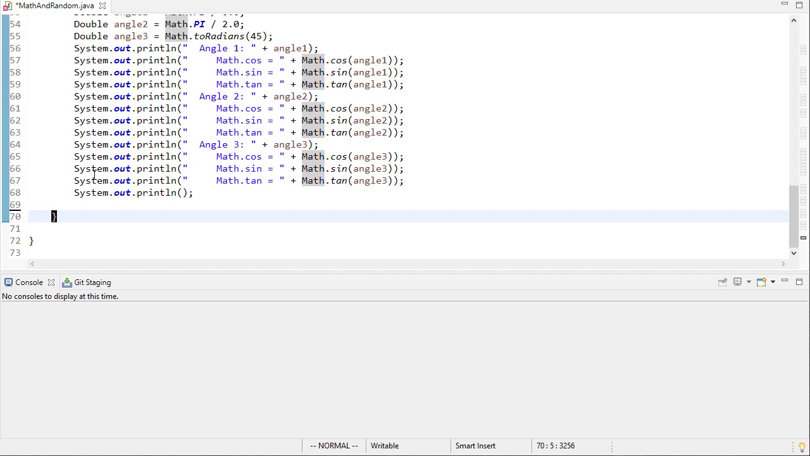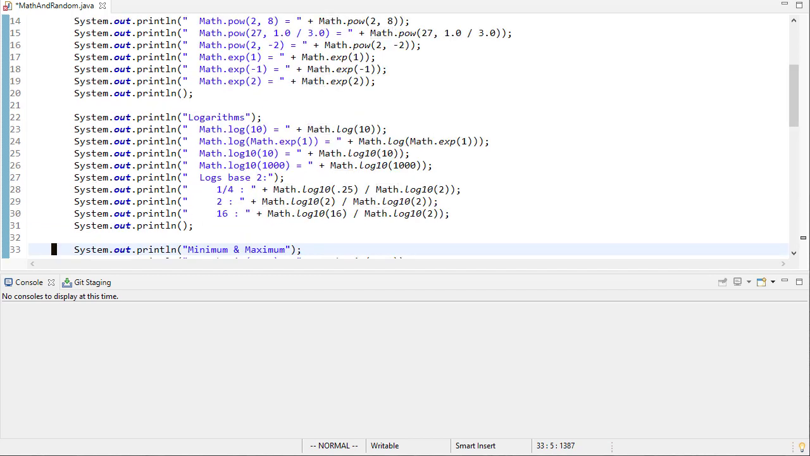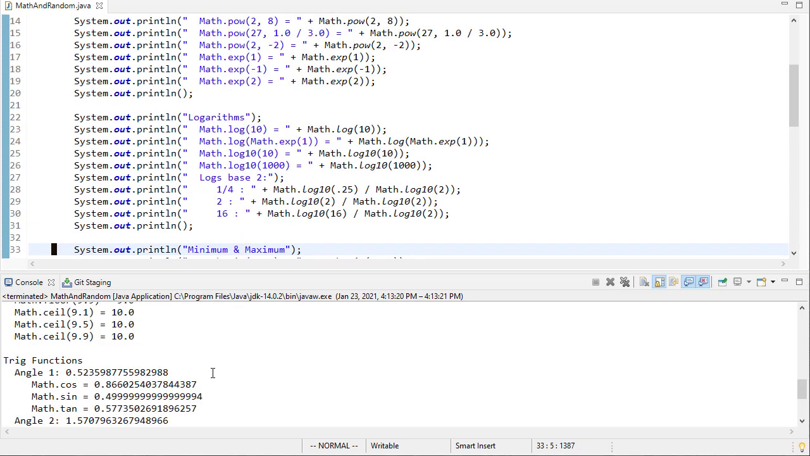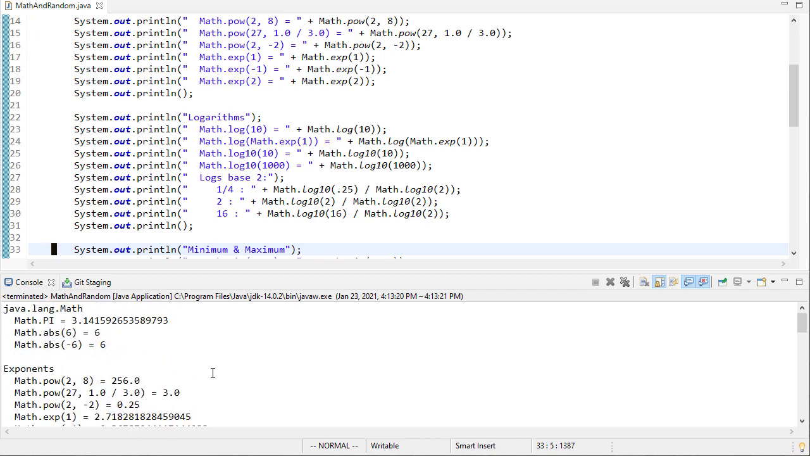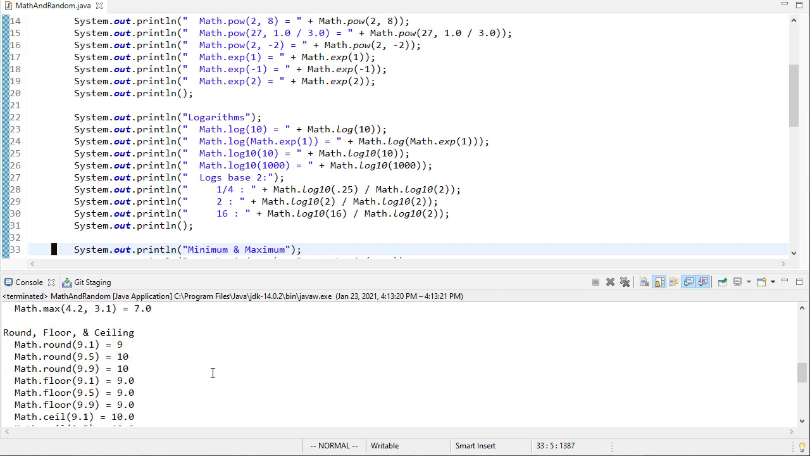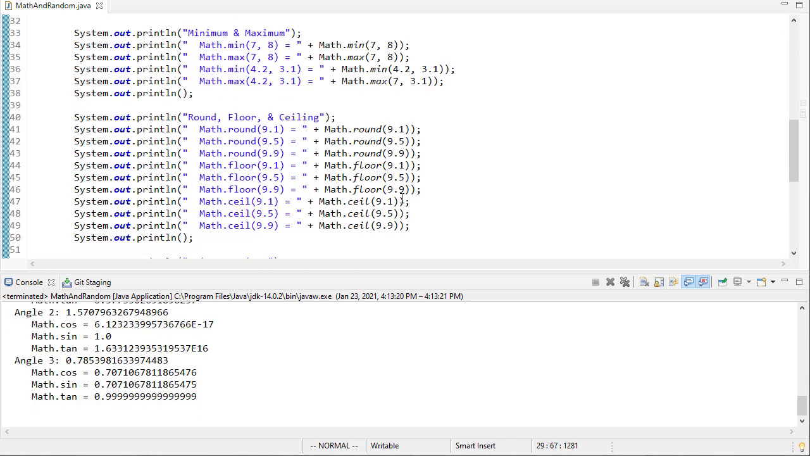I'll delete that now. And so we can run this, and you will see when we round those values wherever we did that. So 9.1 rounds to 9, 9.5 and 9.9 both round to 10. And you'll notice those are integers, not floating point numbers.